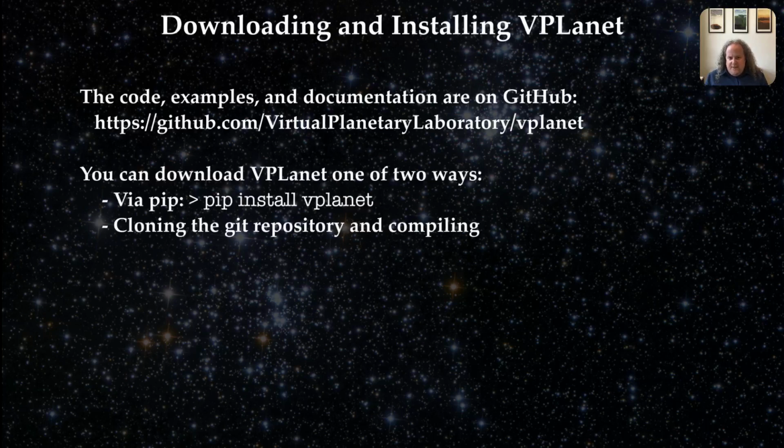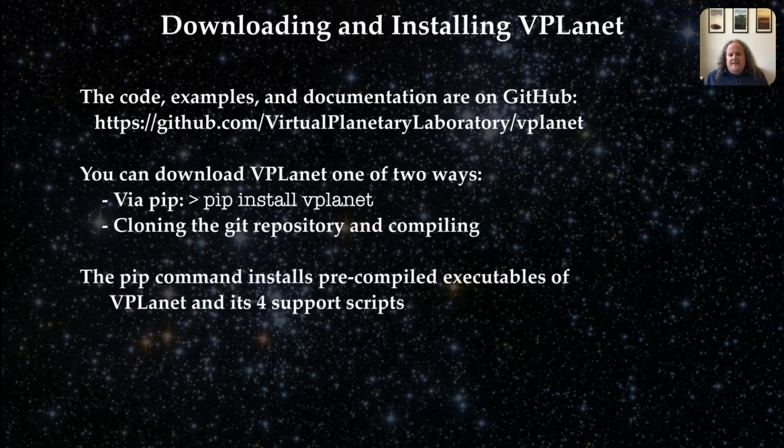First, you can use pip. If you're familiar with Python, you probably already know about pip. To install this way, just run the command pip install vplanet. The other method is to clone the Git repository and then compile the code from source. The pip command is easiest for users who are not interested in developing the code.